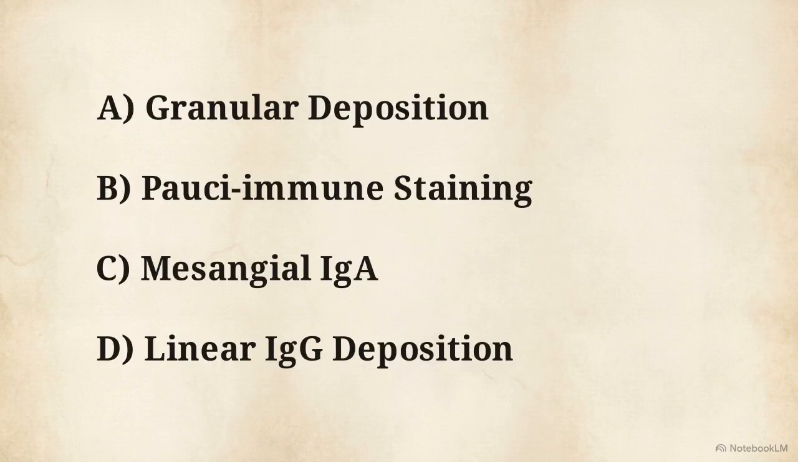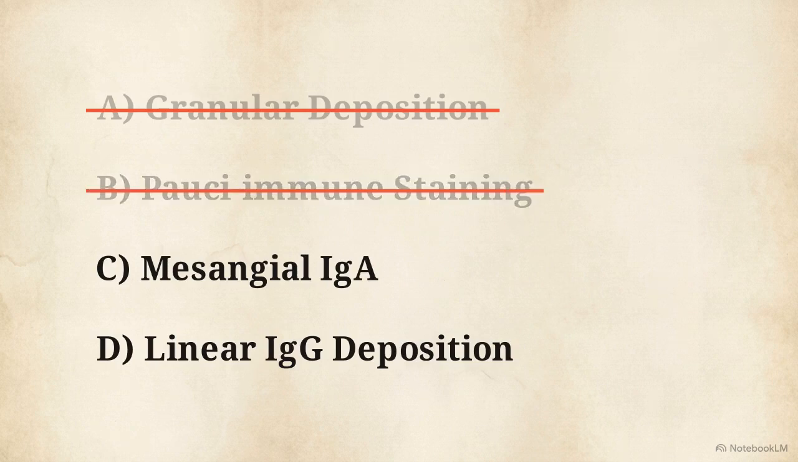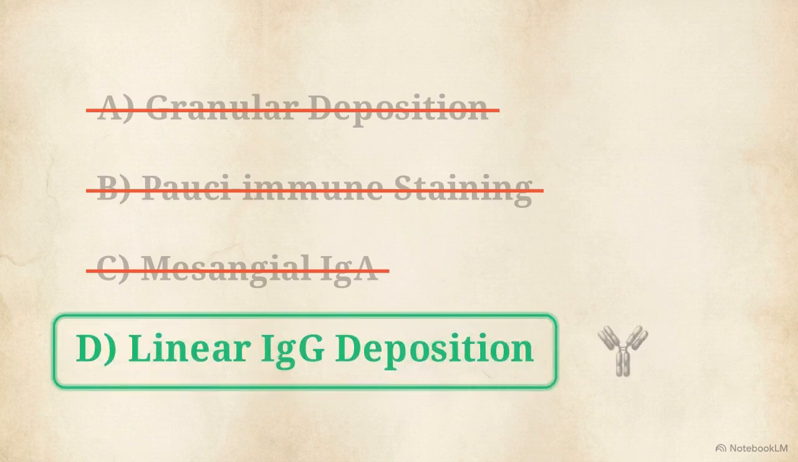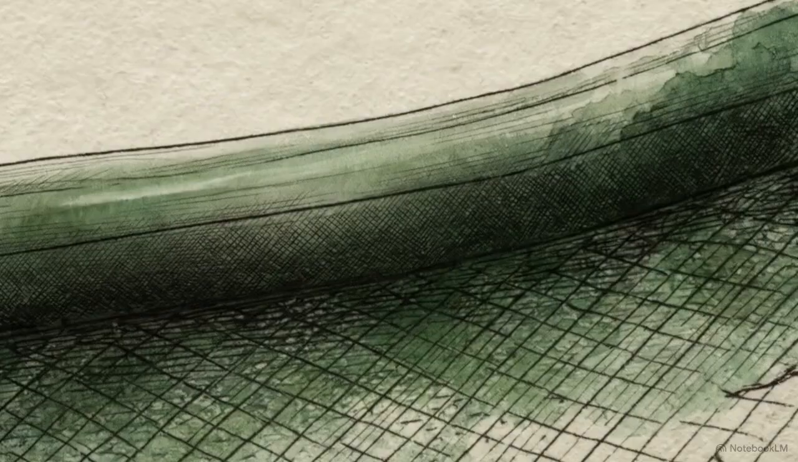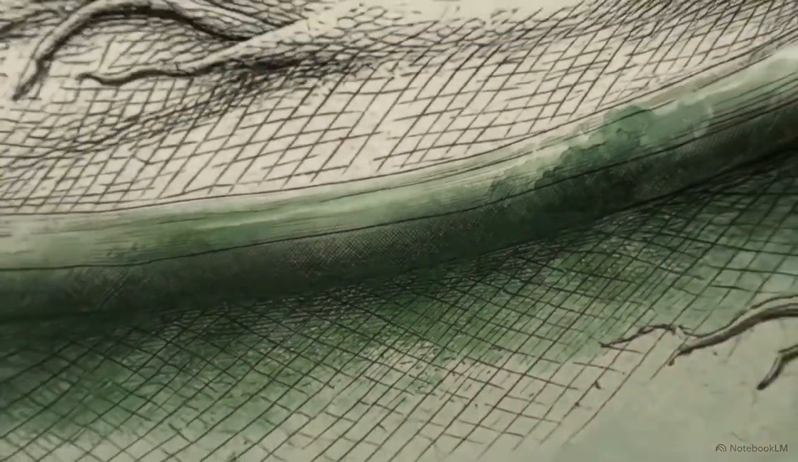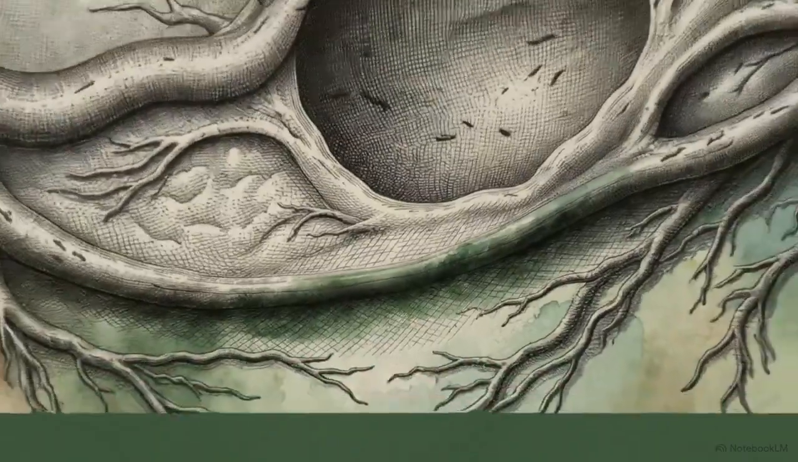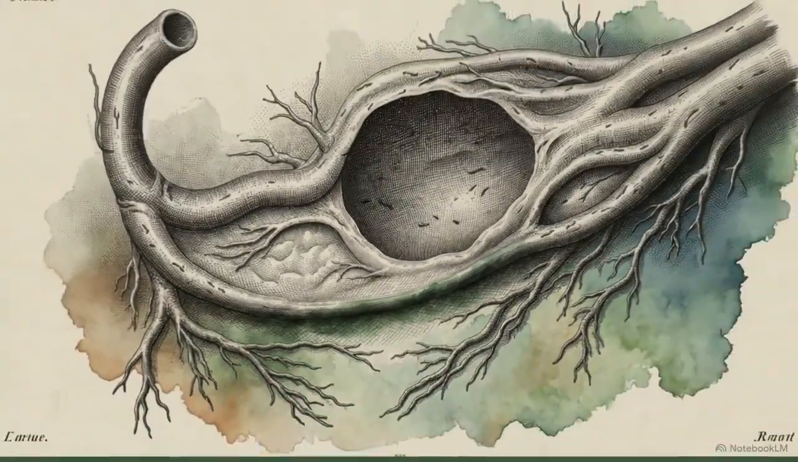Granular deposition points to post-infectious etiologies. Pauci-immune staining indicates GPA. Mesangial IgA suggests IgA nephropathy. The only correct answer is linear deposition of IgG along the basement membrane. A pulmonary renal presentation is diagnostically useless on its own. You must rely on the immunofluorescent signature and the upper airway status to confirm the exact autoimmune mechanism.